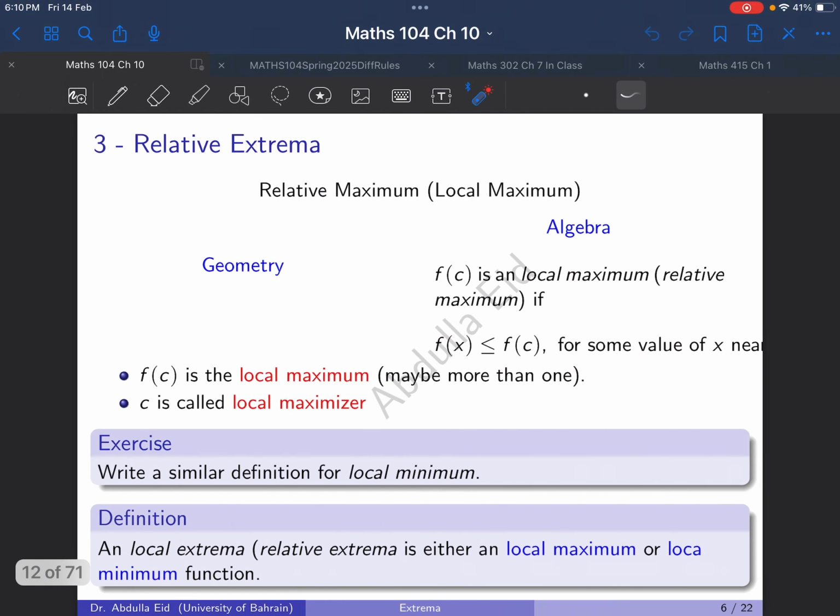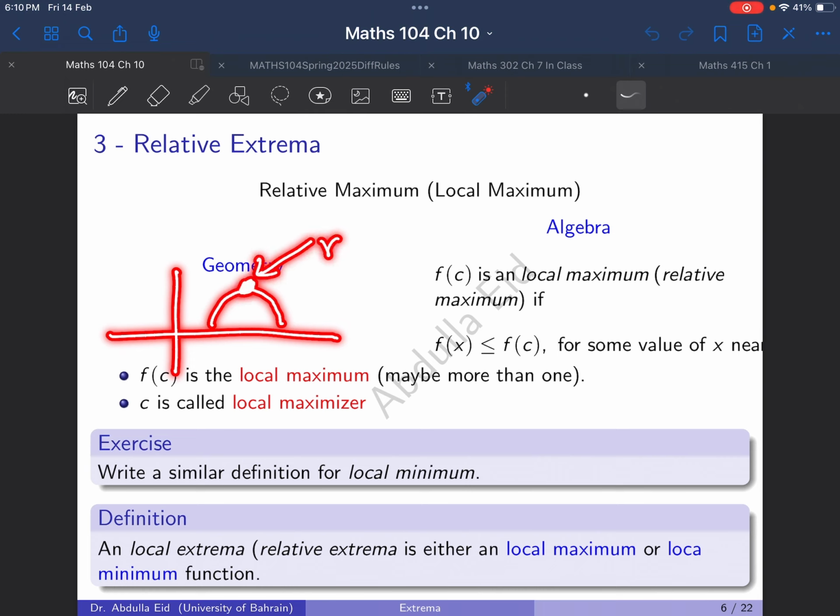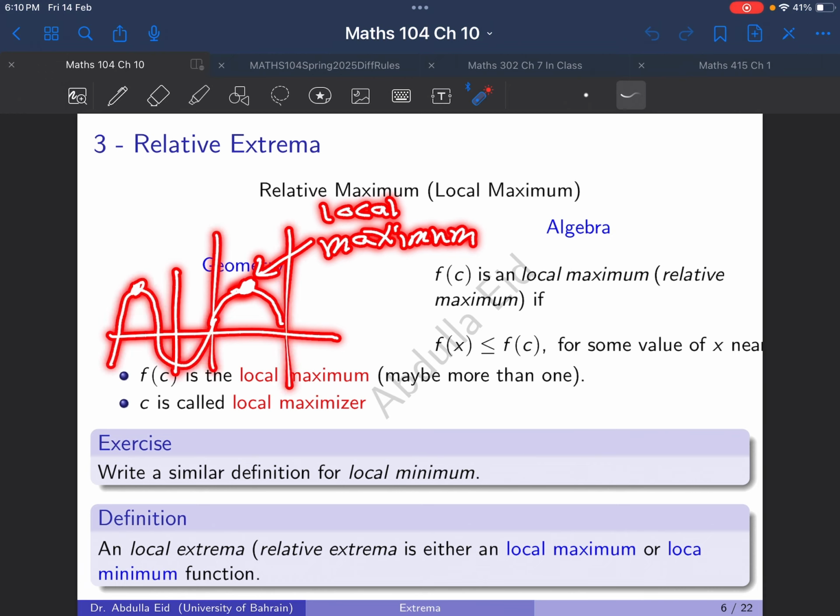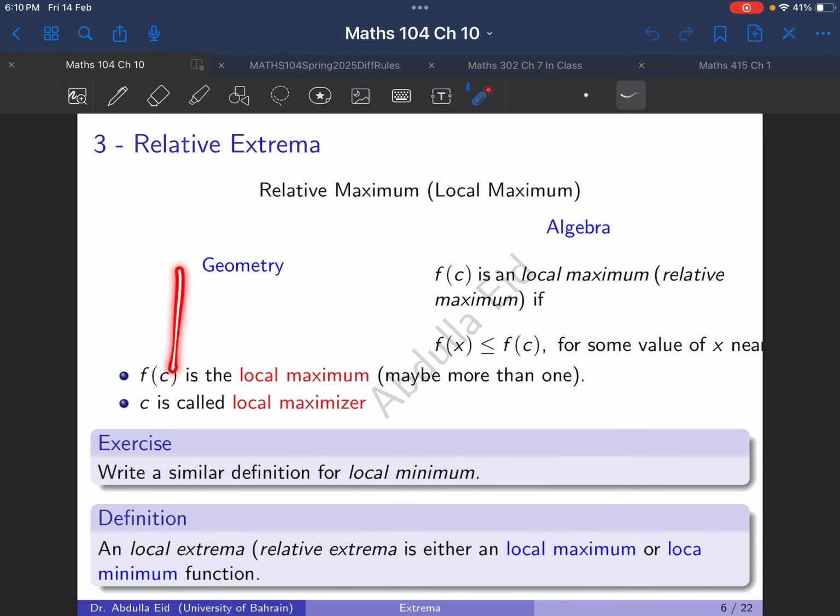Second, we have something we call a relative or local maximum. What does it mean if we graph the function? What does it mean that I have a maximum? It means the function goes up and then down. We call it a maximum, and usually we call it local because it's only in this part of the function. Maybe the function will do this again somewhere else, but for us, we just focus on one part, and that's what we call a local maximum.